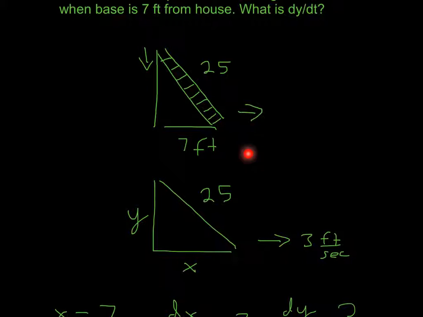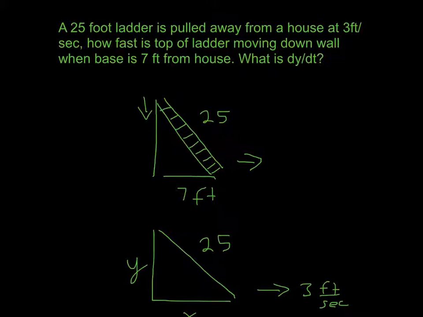For example, even though this says 7 feet from the house, that's not a constant. The 25-foot ladder is constant because the ladder is not able to change. But this distance changes, because the ladder is being pulled away. This is just asking at 7 feet. If the ladder was up here and being pulled away, then this was changing and it was not 7 feet. But 25 feet is always 25 feet.